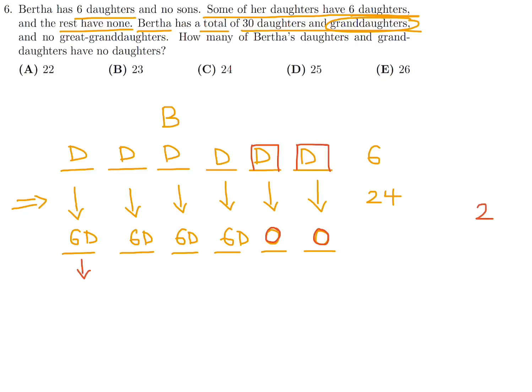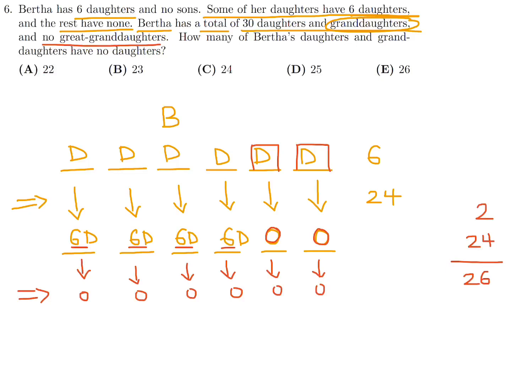It says that she has no great-granddaughters, so this next generation is 0. Correct? So how many of those granddaughters have no daughters? Well, 6 plus 6 plus 6 plus 6, which is 24. So in total, it's 26. So number 6 is therefore E. It's a little bit confusing, but it's actually not so bad. Just take your time and read the question carefully.